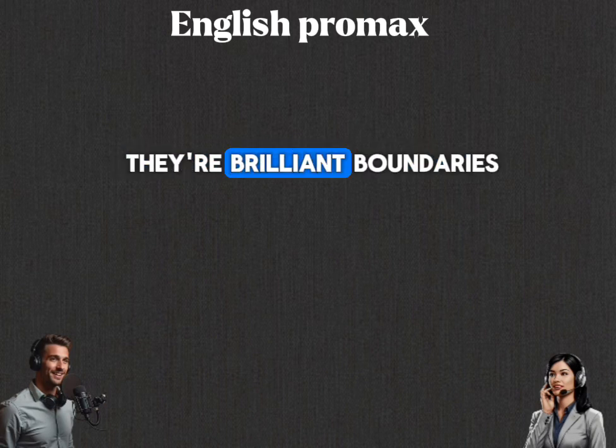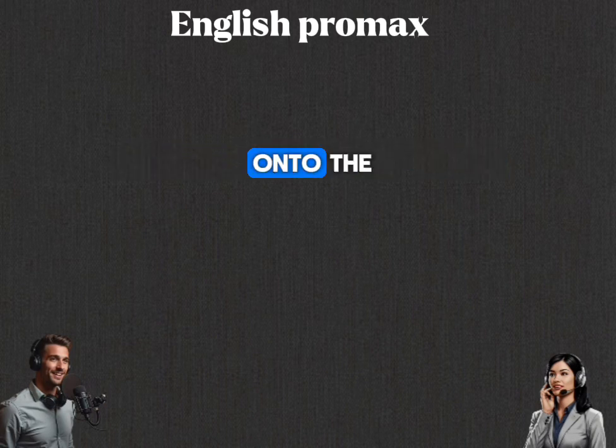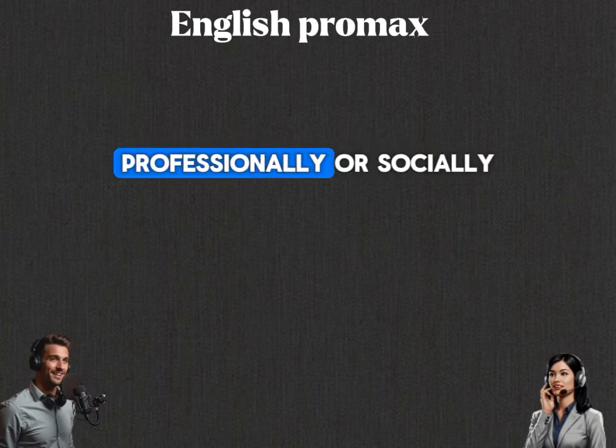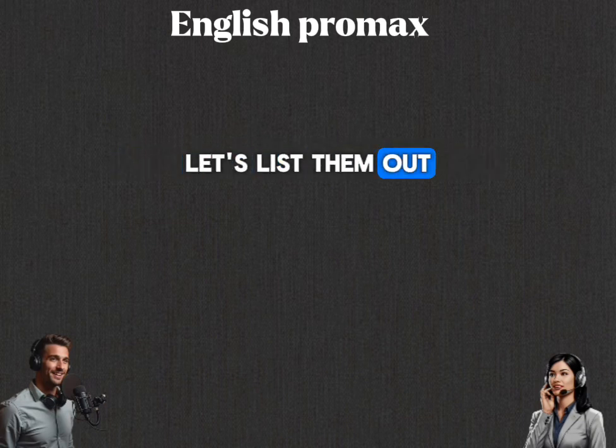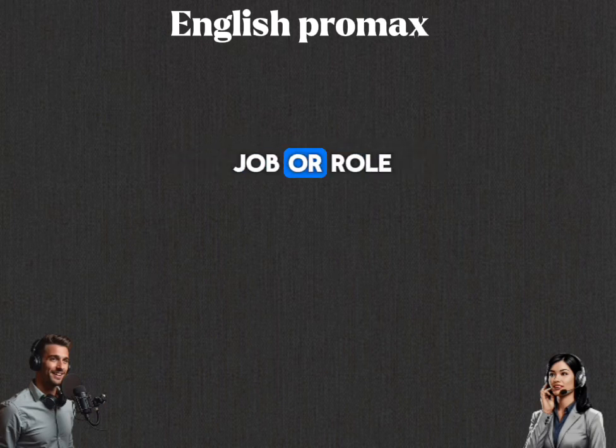They are. And they're brilliant boundaries because they map perfectly onto the, let's say, 4 key areas of identity you need in a first meeting, professionally or socially. Let's list them out. The 4 required things are 1, your name, 2, your city, 3, what you do, your job or role, like student, and 4, one thing you like, a personal interest.